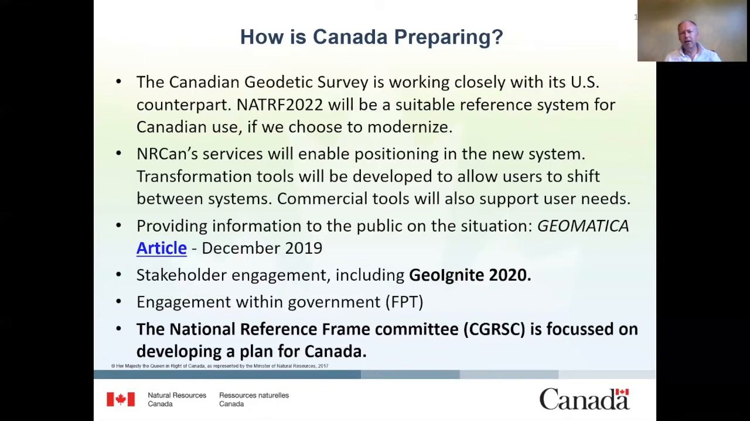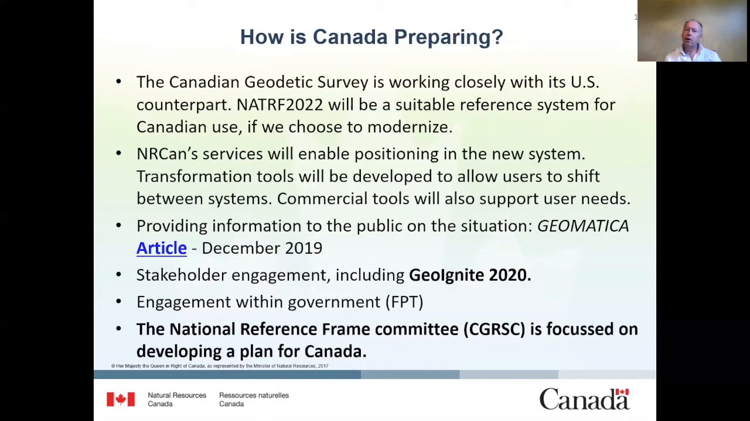Within Natural Resources Canada Geodetic Survey, our positioning tools will allow positioning in the Natura F2022 system. The tools will be available to shift between datums. So the client will have the option of using it whether it's formally adopted or not. We also know that commercial providers of service and tools, like Esri, for example, will have tools embedded within them to manipulate these frames.